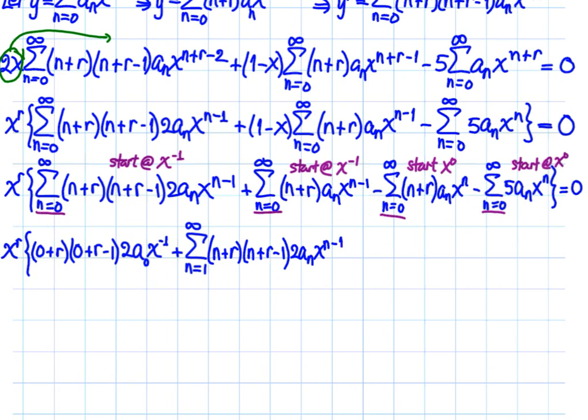Right. And the next series also starts at x to negative 1, so we have to split out one term, n equal to 0, so we have 0 plus r, a sub 0, x to negative 1. So we split out that term, and now the series we start from 1, and everything stays the same. And the next two series are unchanged.